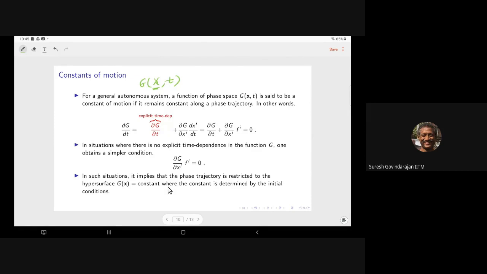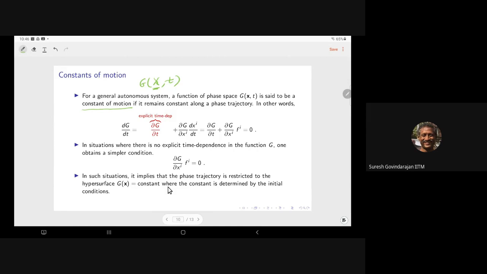Okay, that means a constant of motion remains the same along the phase trajectory. It doesn't matter where you measure; at any time you measure, you get the same value. Of course, if you go to a different phase trajectory, you will get a different answer. But if you stay inside that phase trajectory, it will not change. So this is nothing fancy.